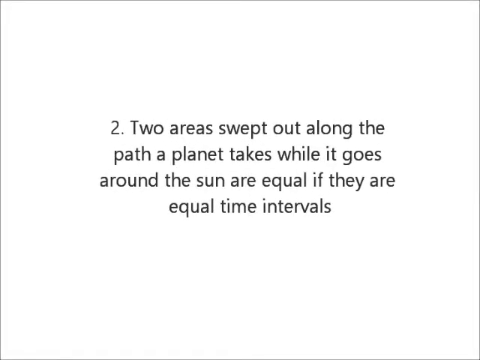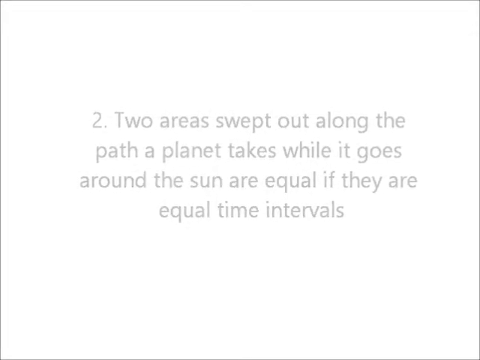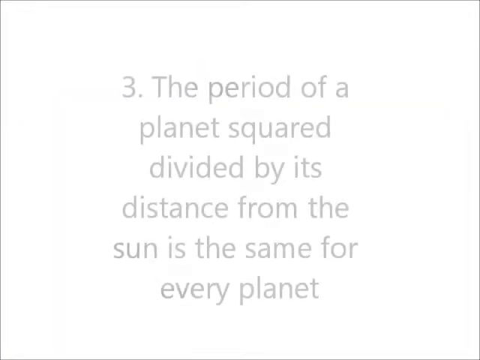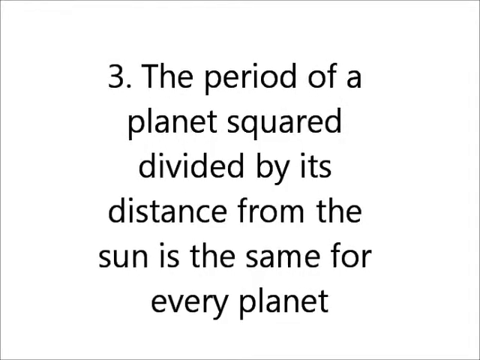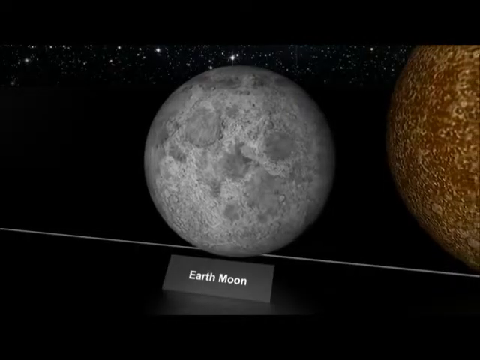Kepler's second law is that the areas swept out along the path a planet takes while it goes around the sun are equal if they are of equal time intervals. Kepler's third law is that the period of a planet squared divided by its distance from the sun cubed is the same for every single planet. Here's an animation of the planets in our solar system and their relative sizes.